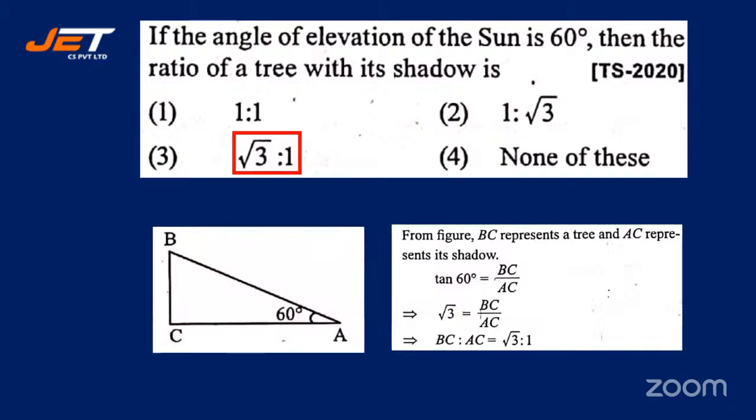Yes, see here. You can see that the elevation of the sun is 60 degrees, right? So, BC represents a tree, AC represents its shadow. So what is tan 60? Opposite side by adjacent side, which is BC by AC. So tan 60 is √3. √3 is equal to BC by AC, right? So therefore BC is to AC will be √3 is to 1. So your option 3 is the correct one.